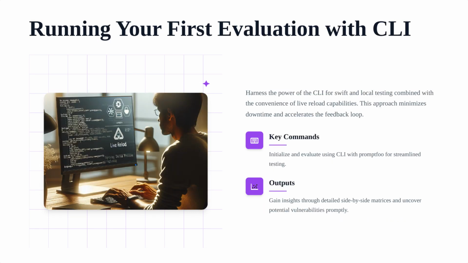Now it's time to run your first evaluation from the command line. The CLI gives you a fast way to test locally, which is especially useful when you want quick iteration without leaving your development workflow. With Promptfoo, the key commands let you initialize your setup and start evaluations in a streamlined way. One of the biggest advantages here is live reload, so as you make changes, you can immediately see updated results and shorten the feedback cycle. The output is also very practical. You get detailed side-by-side matrices that make it easier to compare results across prompts and providers. That visibility helps you spot quality issues quickly, and it can also reveal potential vulnerabilities early in the testing process.